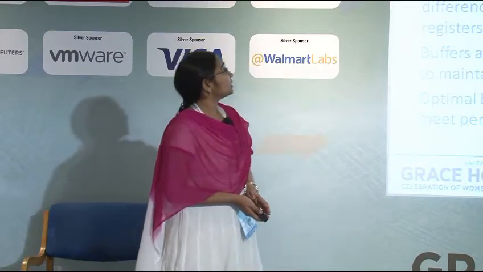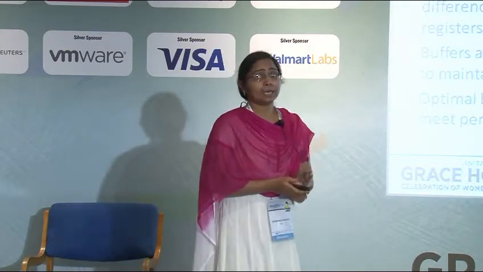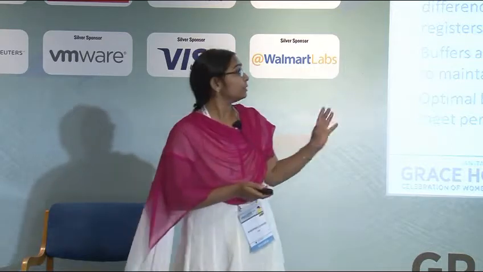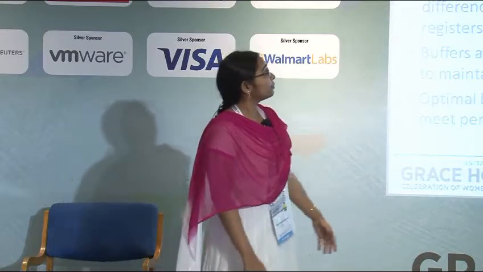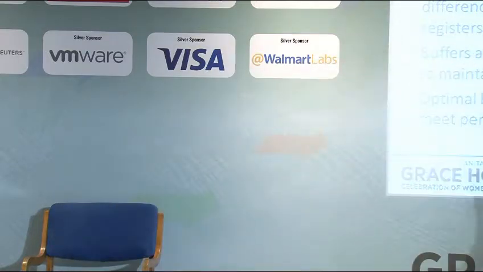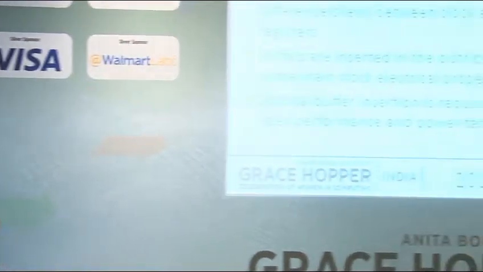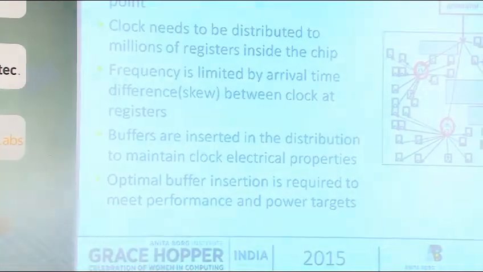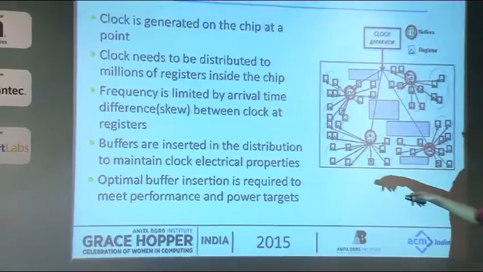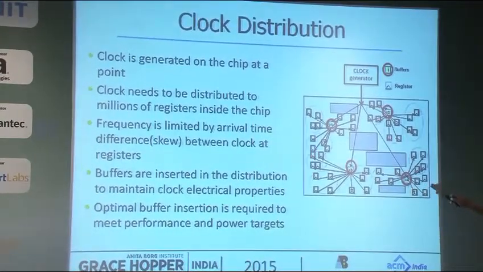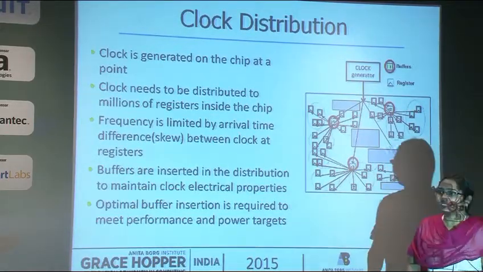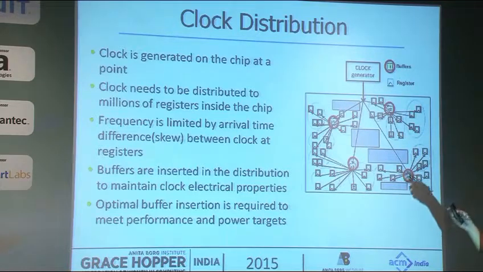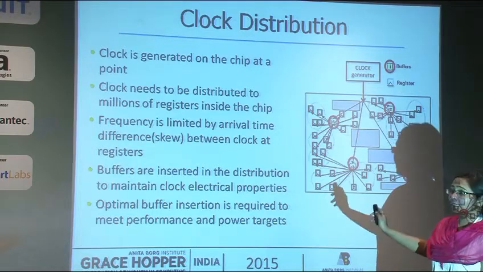Like that, the clock is also generated at a point in the SOC. This needs to be distributed to all the registers. If you see in the figure, the clock is generated in a clock generating unit, generally a PLL in a system, and that needs to be distributed across the chip. First we place the buffers, and from these buffers the clock is distributed to all the flops which are distributed across the SOC.